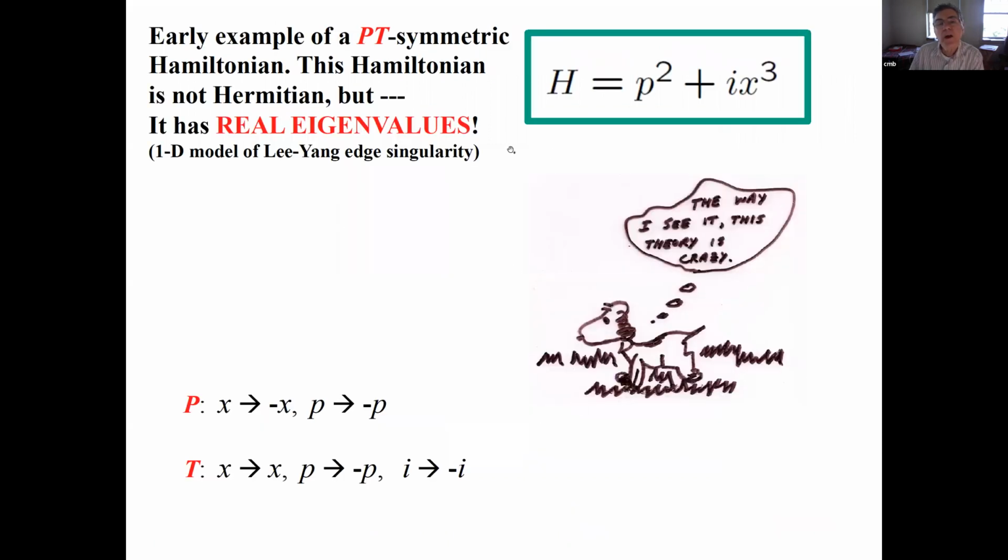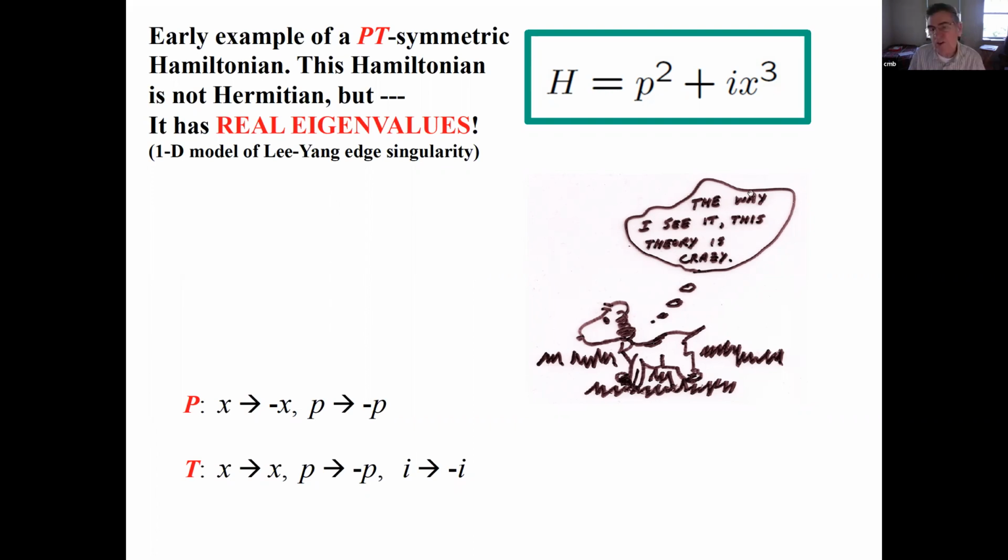Okay, so here is an early example of a PT-symmetric Hamiltonian, p squared plus ix cubed. This Hamiltonian is obviously not Hermitian, but it has real eigenvalues. And this Hamiltonian arises as a one-dimensional model of the Lee-Yang edge singularity. It also arises in quantum field theory, and I won't go into the background of this, but this is a very simple example.